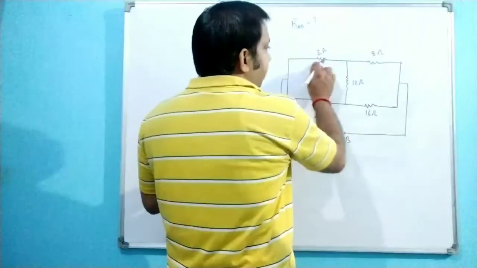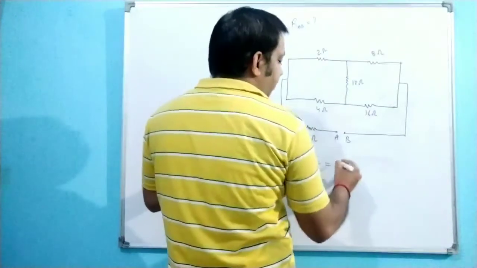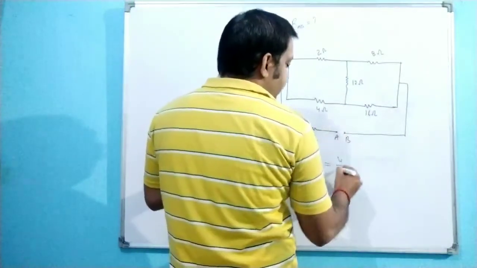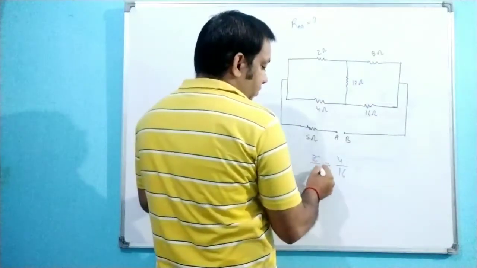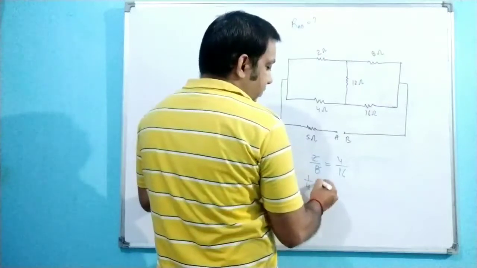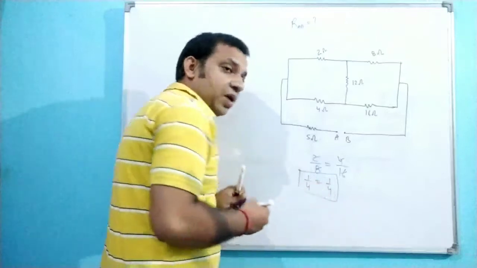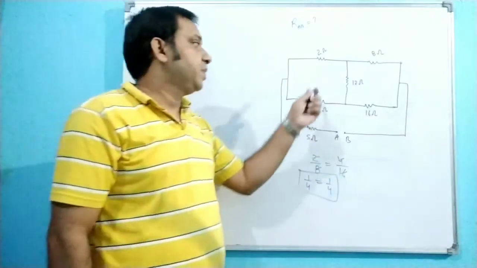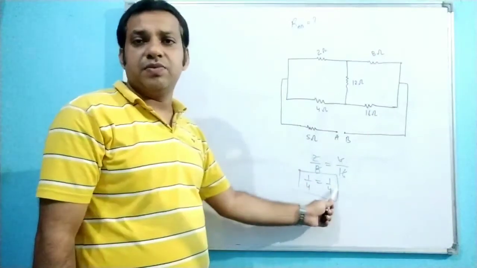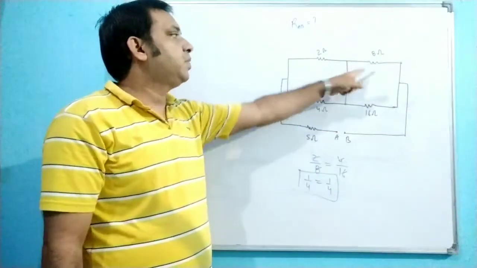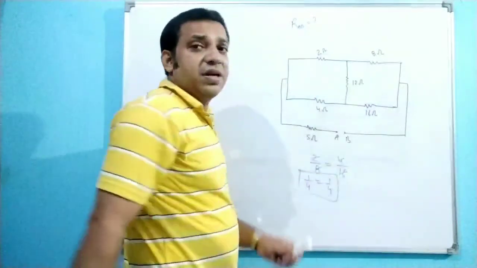Simple. P by Q, that is 2 by 8, is equal to 4 by 16. P by Q is equal to R by S. Just check here: 2 fours are 8, so that becomes 1 by 4, and 4 fours are 16, so 1 by 4. You will see P by Q is equal to R by S. So this bridge is balanced because 1 by 4 is equal to 1 by 4. That is why in this particular branch no current is flowing.